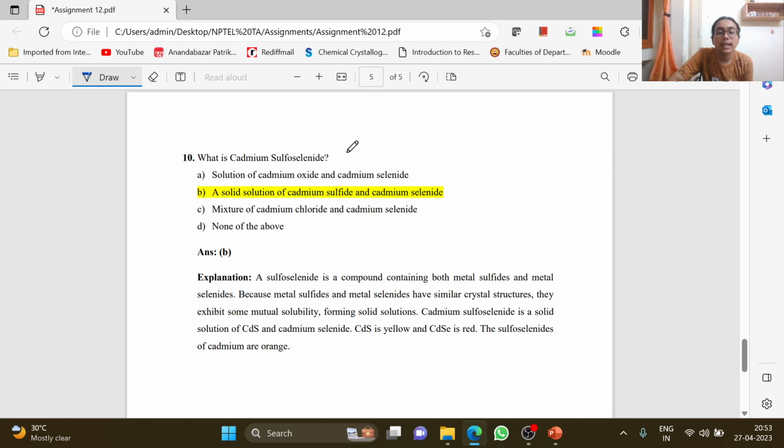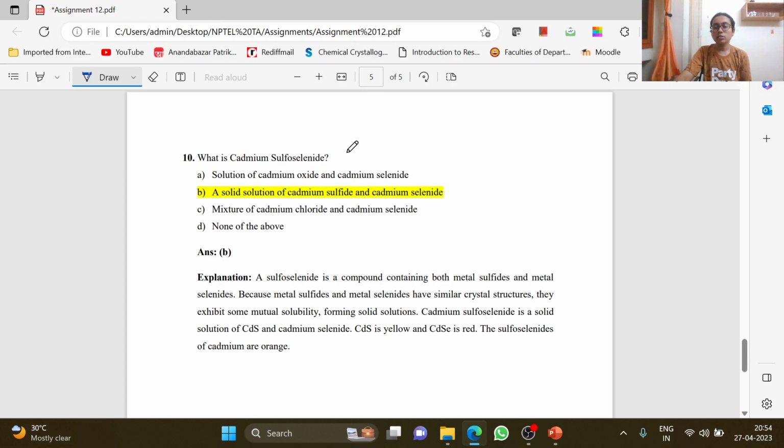Then cadmium sulfoselenide. What is cadmium sulfoselenide? It is a solid solution of cadmium sulfide and cadmium selenide. A sulfoselenide is a compound containing both metal sulfide as well as metal selenide. Because metal sulfides and selenides have a similar kind of crystal structure, they can exhibit some mutual solubility, forming solid solutions.